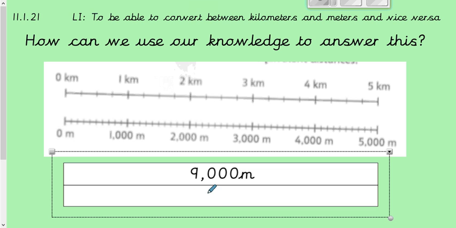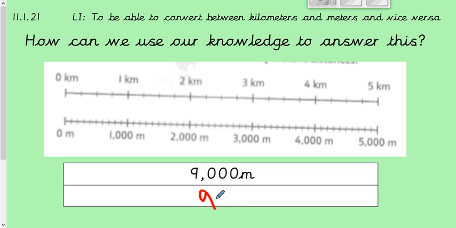So the answer would be 9 kilometers. Okay, because there are 1,000 meters in 1 kilometer, so if there's 9,000 meters, there's 9 kilometers. Okay, I hope that all makes sense.